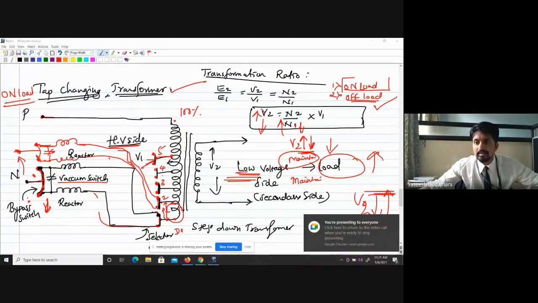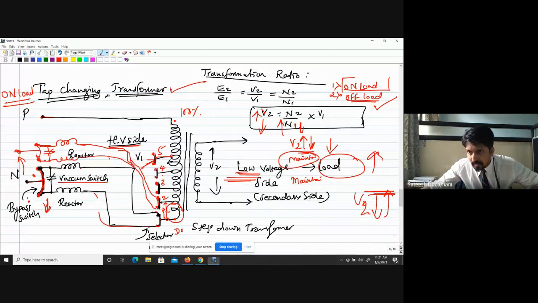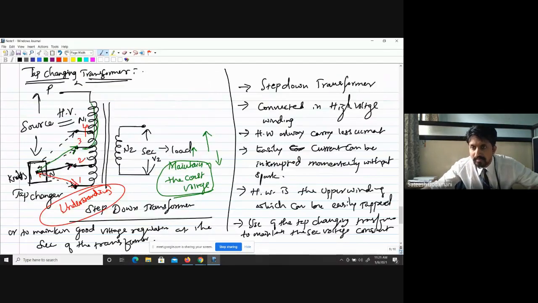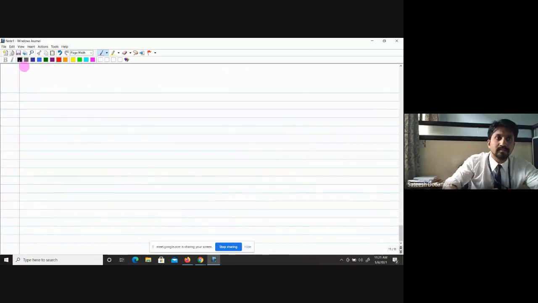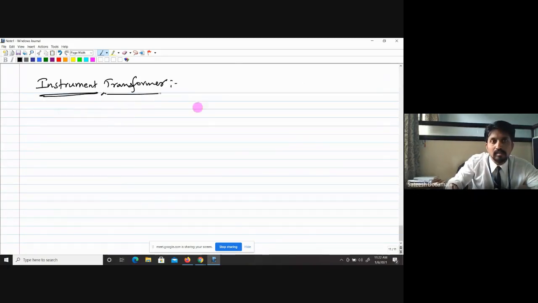Now in this chapter, the last part or last concept which I'm going to explain is the instrument transformer. This is the last concept which I am going to cover here.